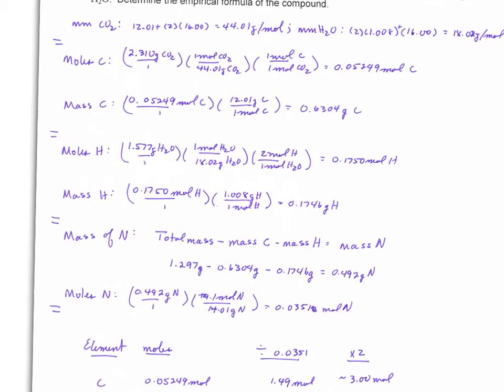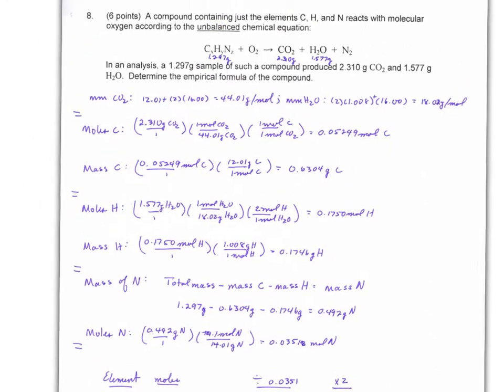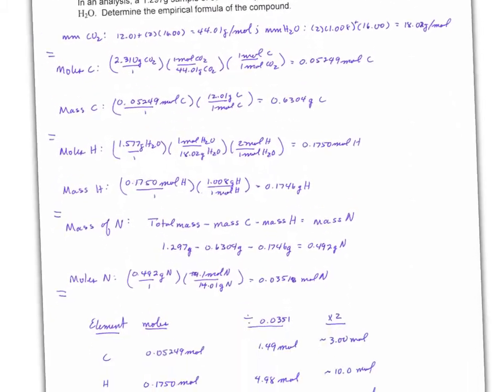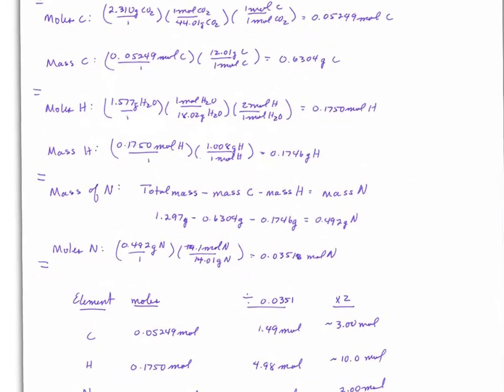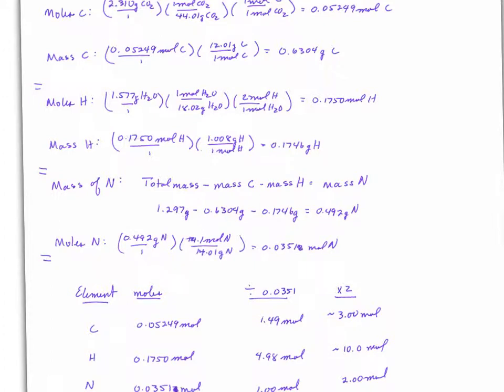So we knew how much we combusted. We knew that we combusted 1.297 grams. And now we know the mass of the carbon, we know the mass of the hydrogen, and by difference we can knock out the mass of the nitrogen. So once we have mass of nitrogen, we can finally go ahead and use the molar mass of nitrogen, 14.01 grams per mole, to get to the moles of nitrogen.